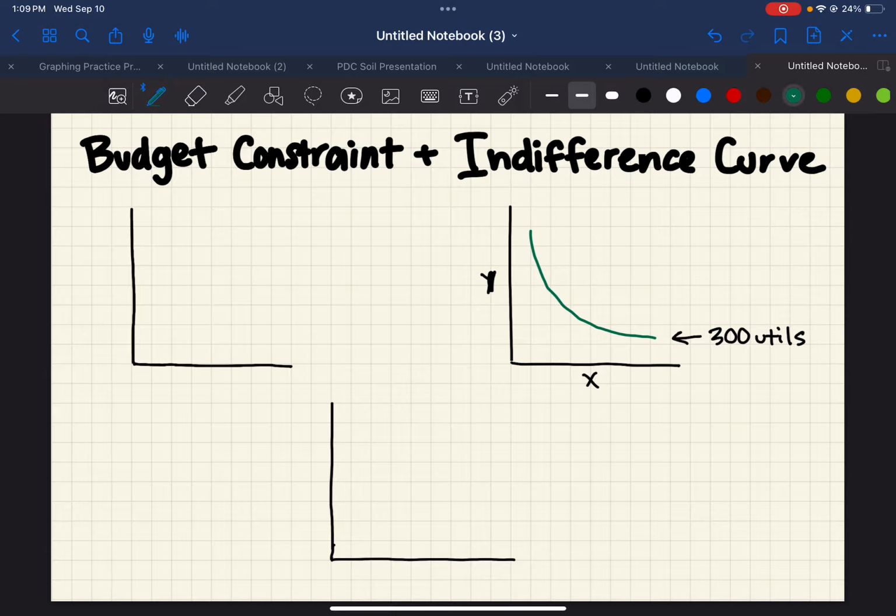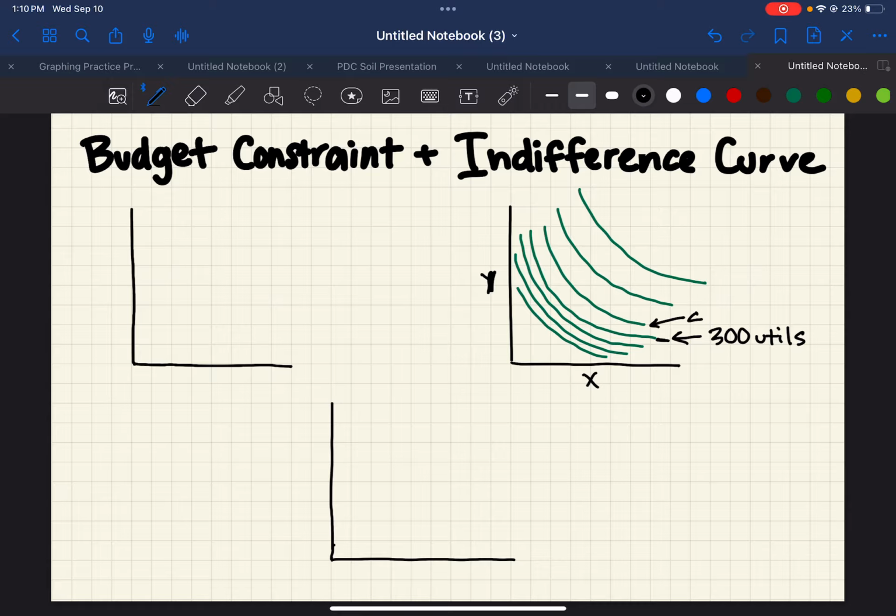Now, we only talked about it as being one line, but really, there's an infinite number of curves here that could exist, right? Because each of these curves could represent a different amount of utility. So this one here might be 300 utils. This one might be 400 utils, 500, and so on. You could have any amount of utils, and you'd have a separate curve to describe that.